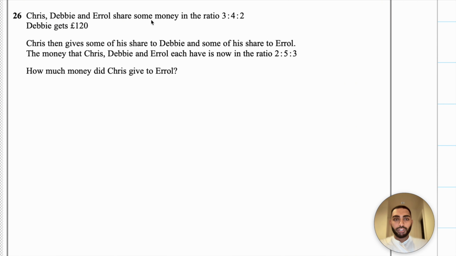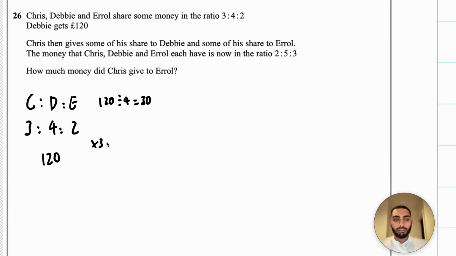Chris, Debbie and Errol share some money in the ratio 3 to 4 to 2. So let's just write that down. Chris to Debbie to Errol is in the ratio 3 to 4 to 2. Debbie gets £120. Because Debbie's getting 120, we're going to write that below Debbie. And let's find out what Errol and Chris get whilst we're doing this. So what have we multiplied by to get from 4 to 120? We need to do 120 divided by 4, which is 30. So we're multiplying all of these numbers by 30. 2 times by 30 is 60, and 3 times by 30 is 90.